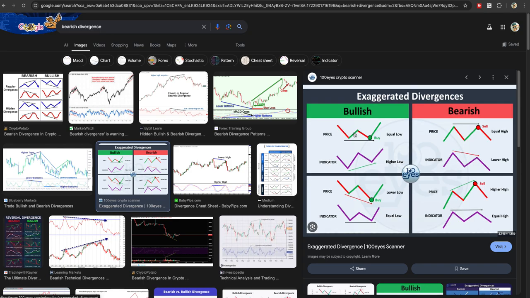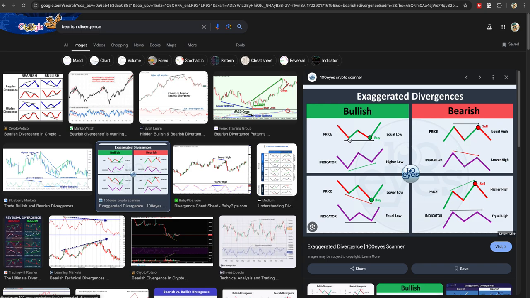You can see this is the chart and this is the indicator, RSI, and this is the price. This is bullish and this is bearish. We don't need to talk about this hidden one, because it's a continuation pattern. We are not using hidden divergence as a reversal pattern. We are using bullish and bearish, and these are the two patterns that you need to understand.